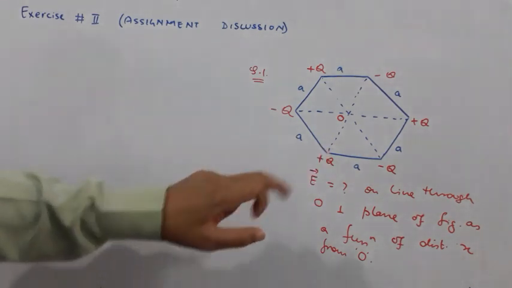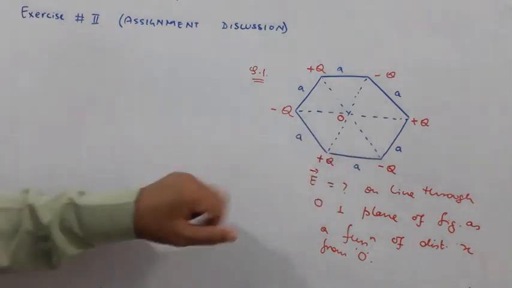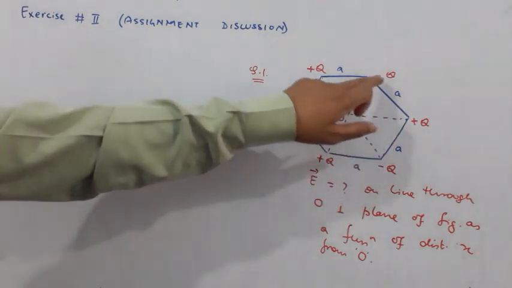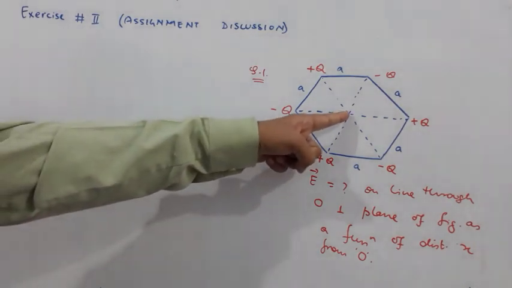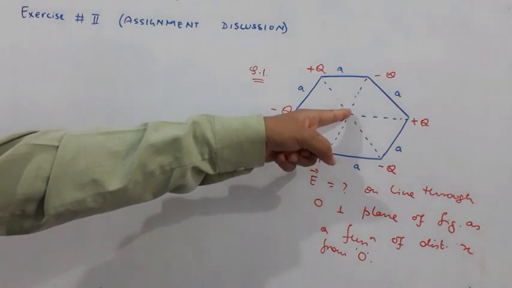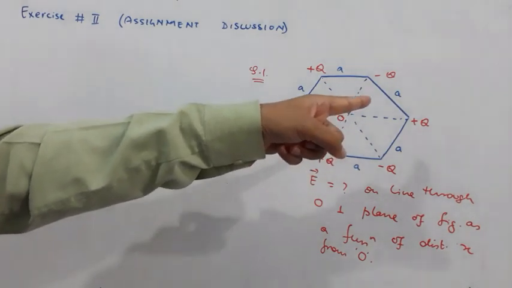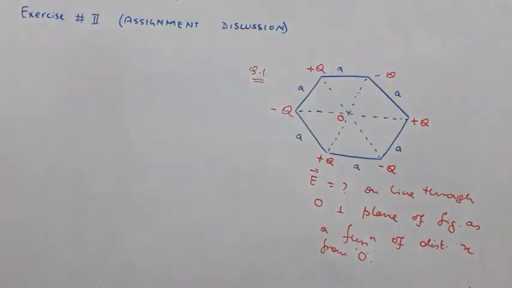There is a regular hexagon of each side A. Charges plus Q, minus Q, plus Q, minus Q, plus Q and minus Q are placed at the vertices of the hexagon. We have to find the electric field on the line through this point O, that is the midpoint of this hexagon, on a line that is perpendicular to the plane of this figure.